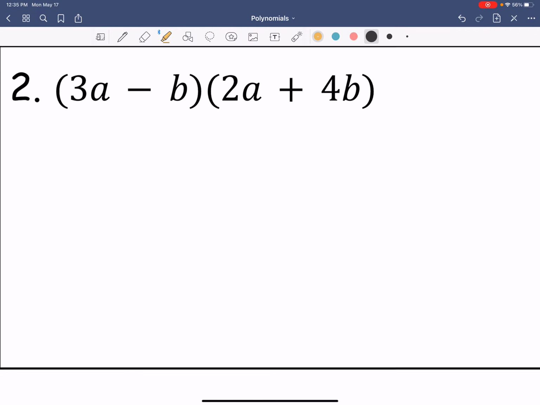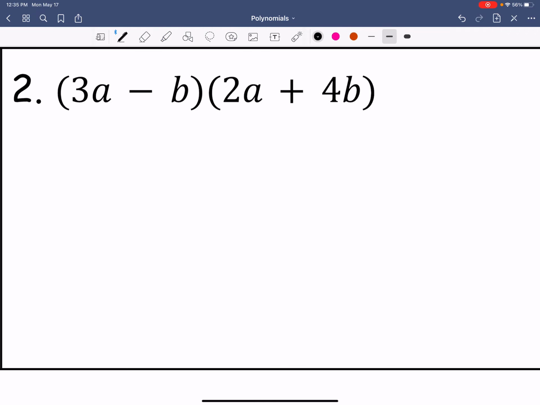All right, example 2. This time I have two terms by 1, 2, two terms. So again, we need a 2 by 2 box.